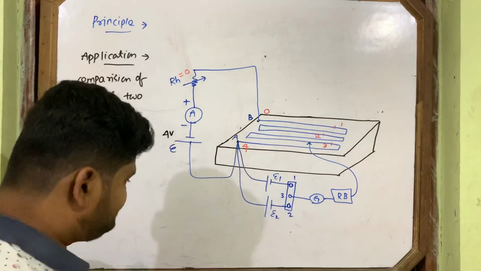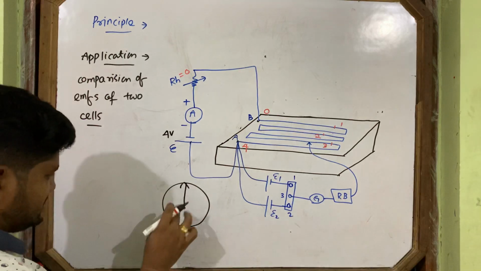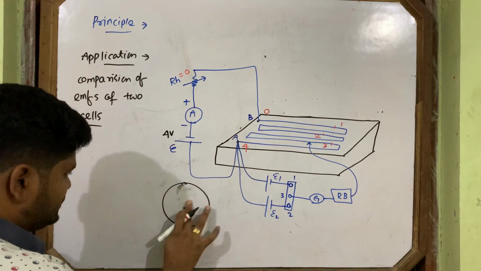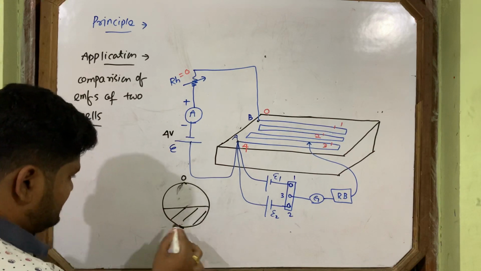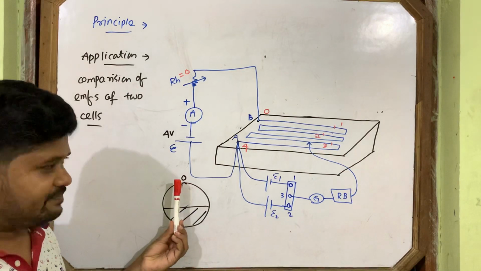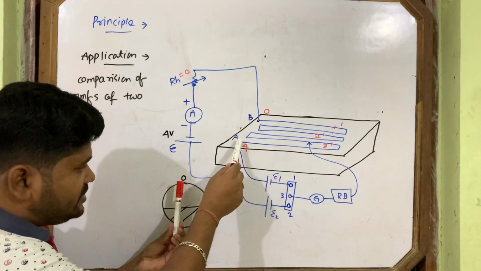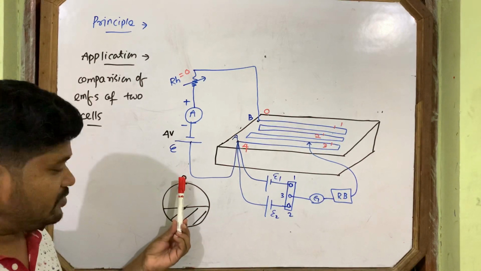This is the galvanometer. I will also show. So this one is the meter bridge. This is the galvanometer. Okay. So here is the 0. And this part is covered. This is the galvanometer. See. When you touch the jockey at point A, suppose the galvanometer pointer is like this.